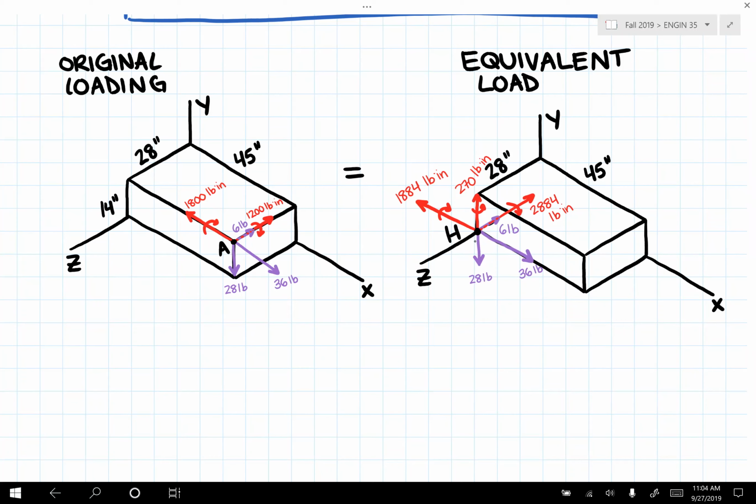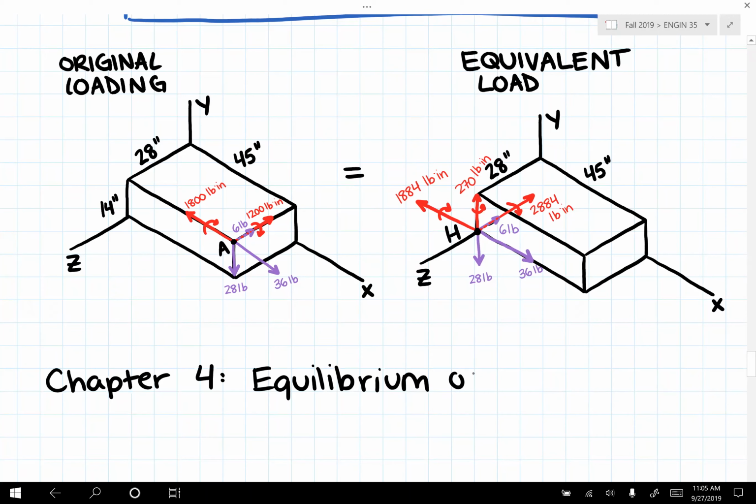The next item we're going to cover is chapter 4, and we're going to talk about equilibrium of rigid bodies. We've previously talked about equilibrium, but when we talked about equilibrium previously, we were talking about equilibrium of points.